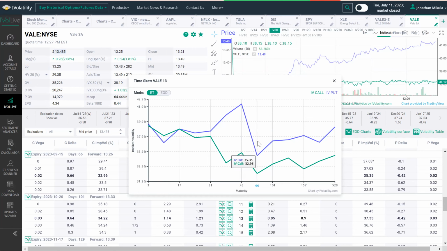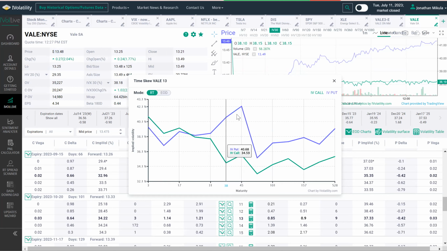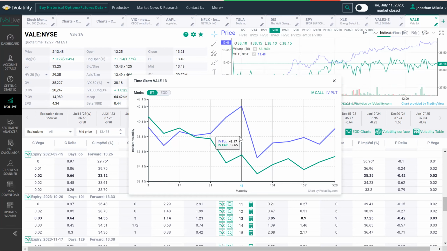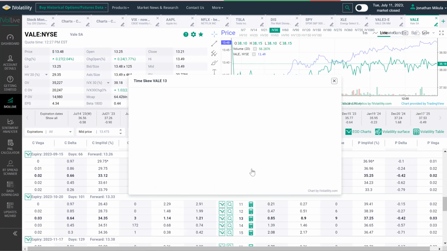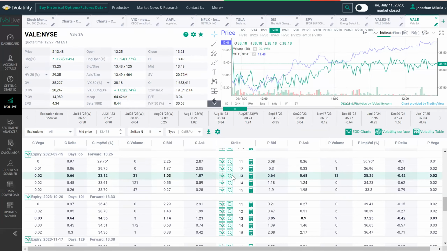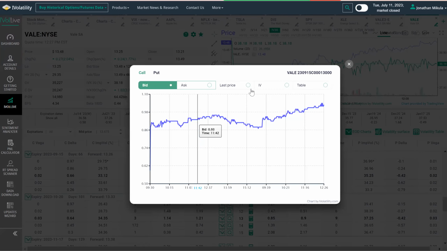So this is a really great chart to pull up to see. I'm looking for massive discrepancies between calls and puts. So this is interesting to me, 45 days out. The other thing you could do from this options chain view, sticking with the $13 strike, is you have bid, ask, last price.